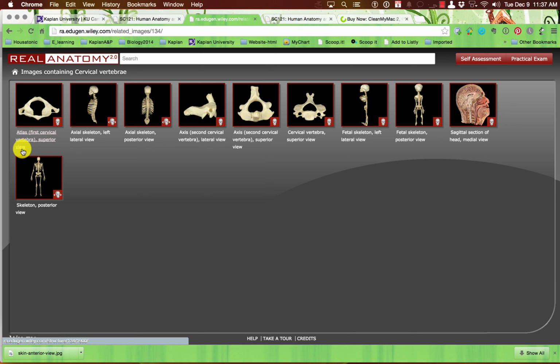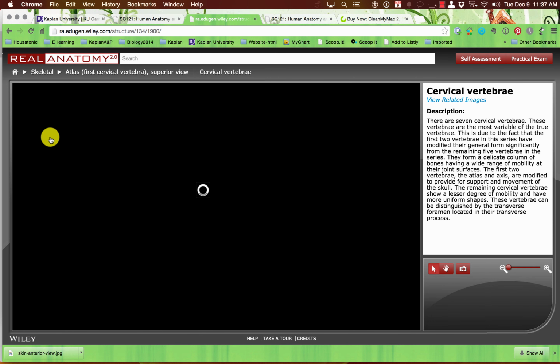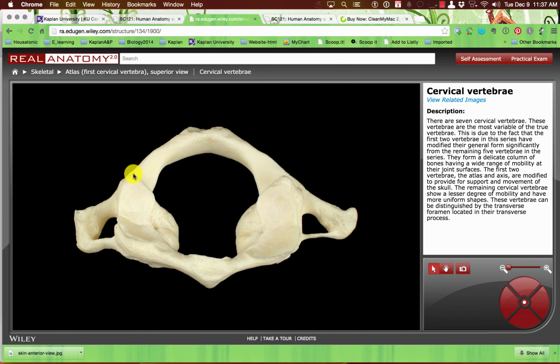Superior view. You're looking from the top down. You're looking from the head. You're standing over the person and you're looking through their head down so that you're on top of the vertebrae. So this is the first cervical vertebrae, and it's very unusual looking. It's got a lot of pieces.